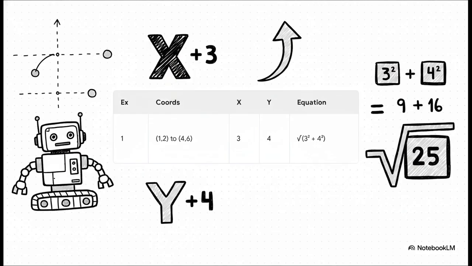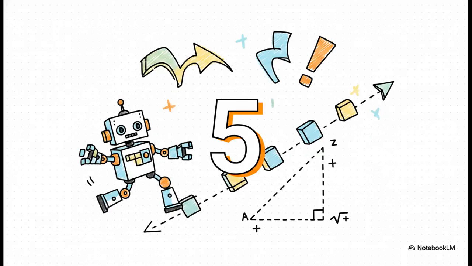Following that rhythmic cadence we just talked about, we square them. 3 squared is 9, 4 squared is 16. Add them up, we get 25. Now we just need the square root of 25, which gives us exactly 5. See how clean and beautiful that mathematical logic is? Our robot moves exactly 5 units diagonally.